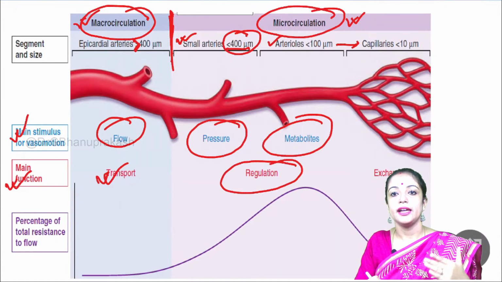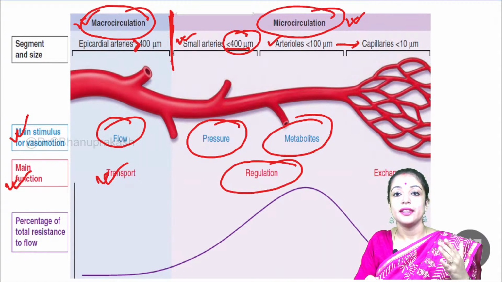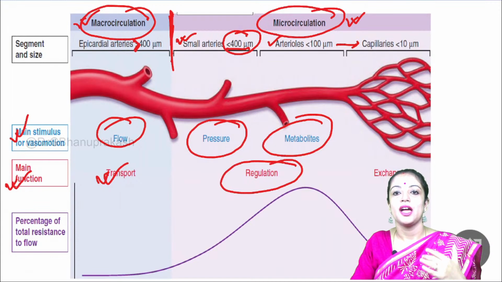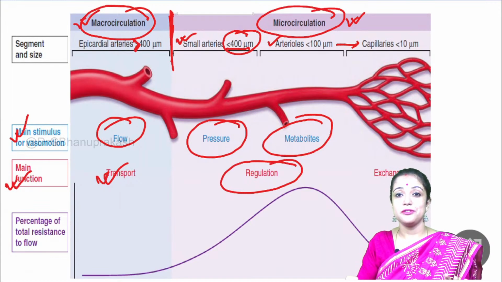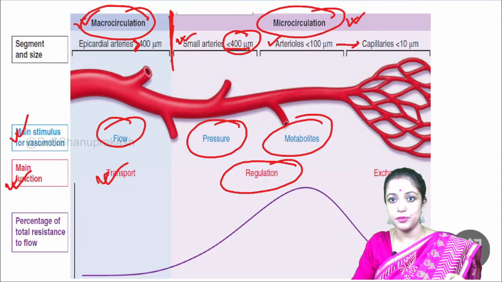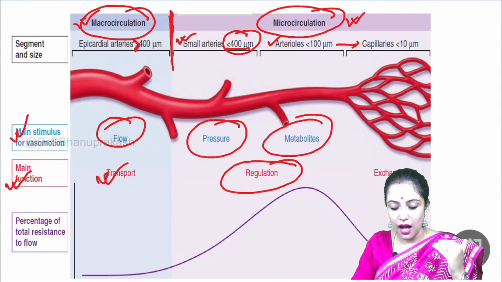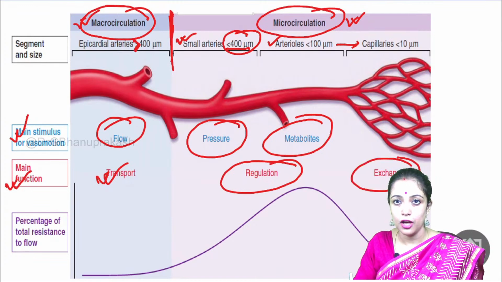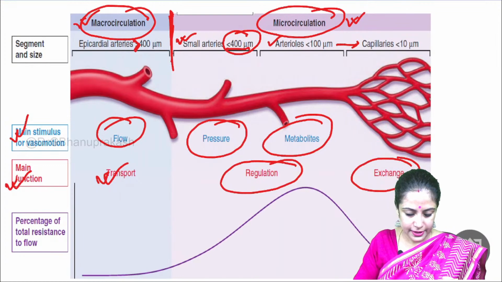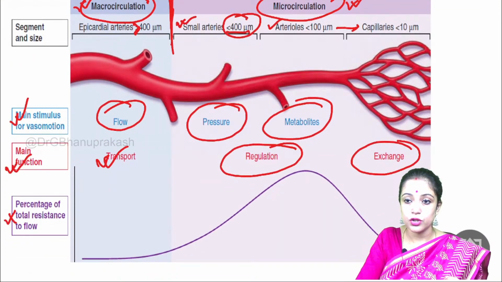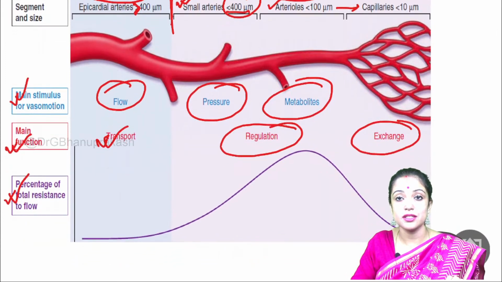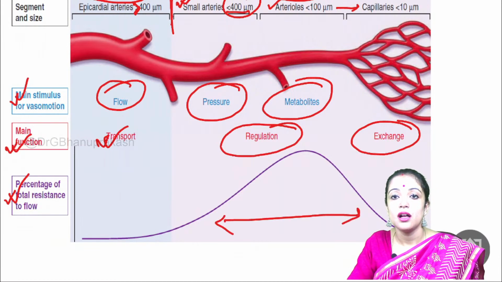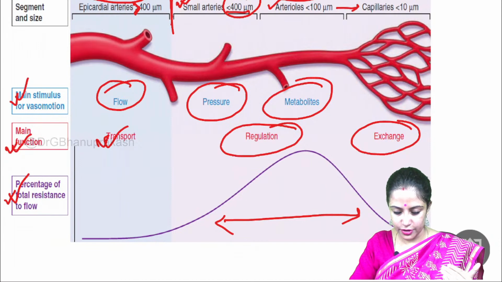It's very important. The pre-arterioles and the arterioles are mainly responsible for the regulation of coronary circulation, and they are responsible for almost 75% of the coronary resistance. That means the resistance offered by the arteries to the blood flow. And the capillaries are mainly responsible for exchange of oxygen and metabolites. If we talk about the percentage of total resistance to flow, it is the maximum in the smaller pre-arterioles and the arterioles.